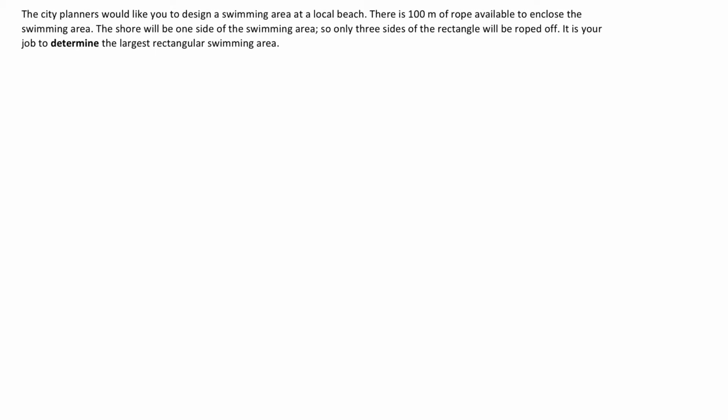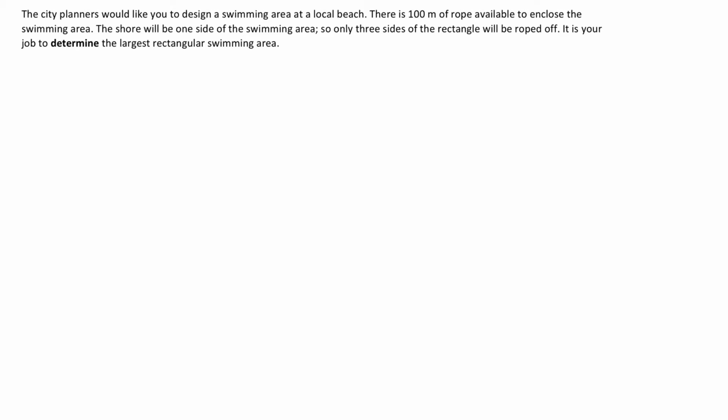So, looking at the question, let's read some of the most important parts. One of them says that you are trying to build a swimming area. There is 100 meters of rope available to enclose the area. The shore would be one side of the swimming area. And your job is to determine the largest rectangular swimming area. So let's walk through the steps.